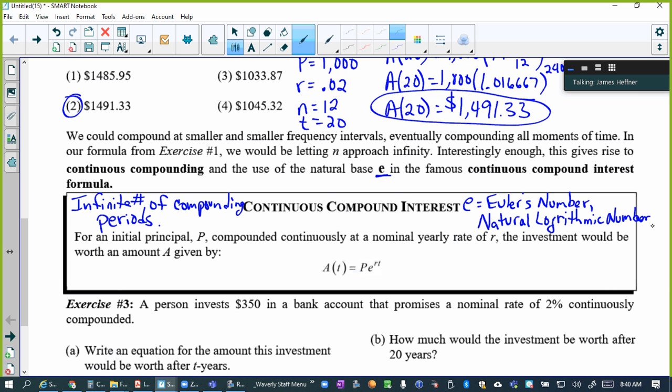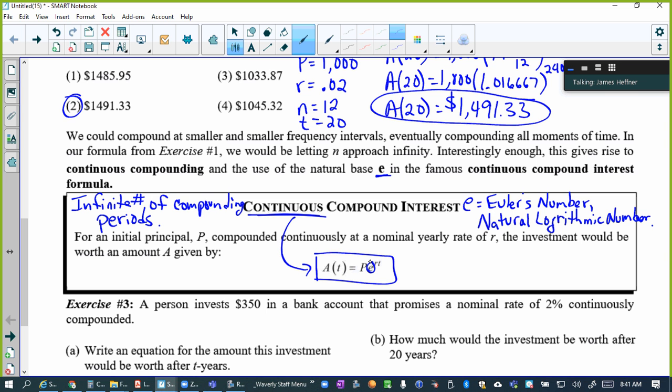But if you see continuous compounding, we cannot use the compound interest formula. When you see continuous compounding, this is the formula you're going to use, okay? A equals P e to the rt. So this is Euler's number right here, e. And it's like 2.7 or something like that.